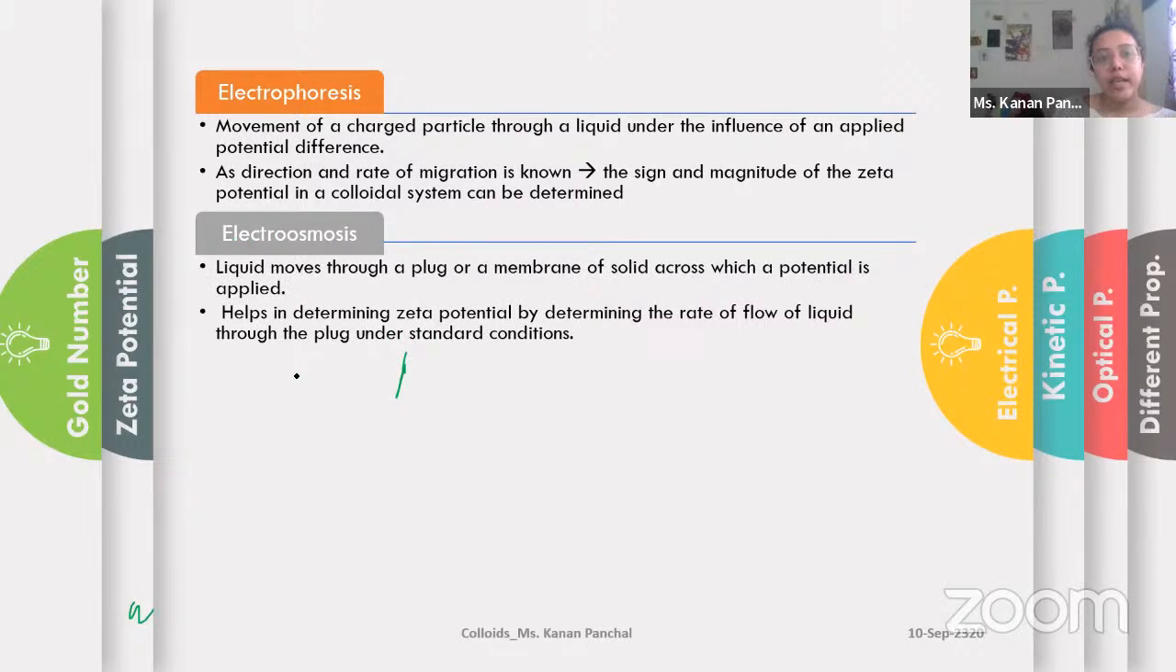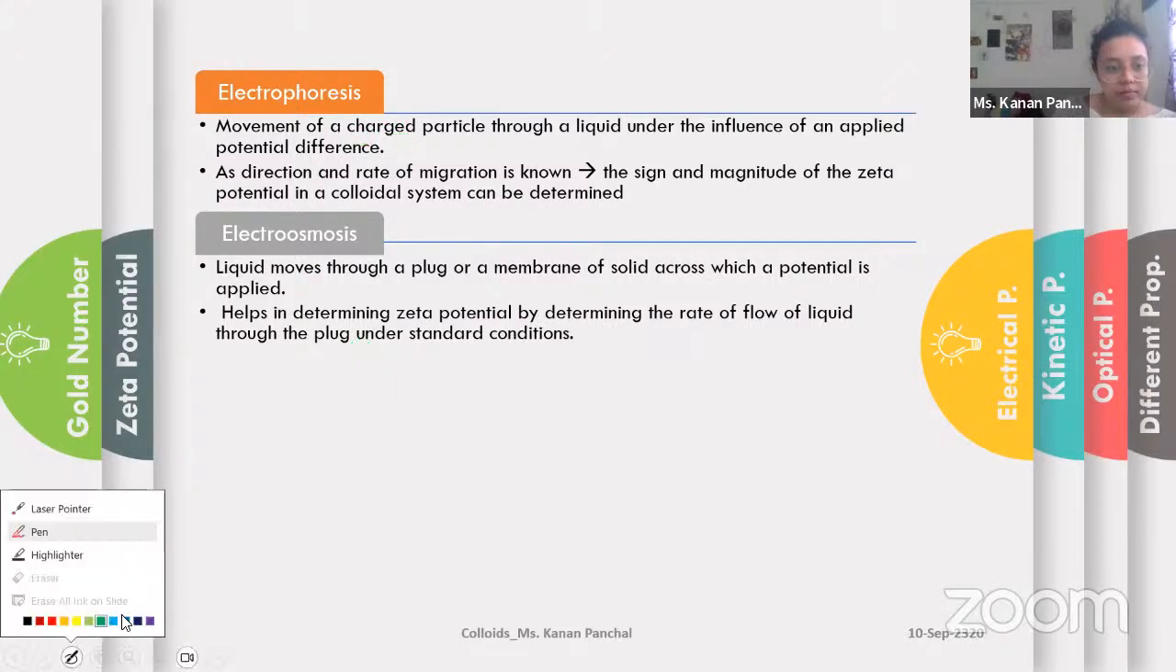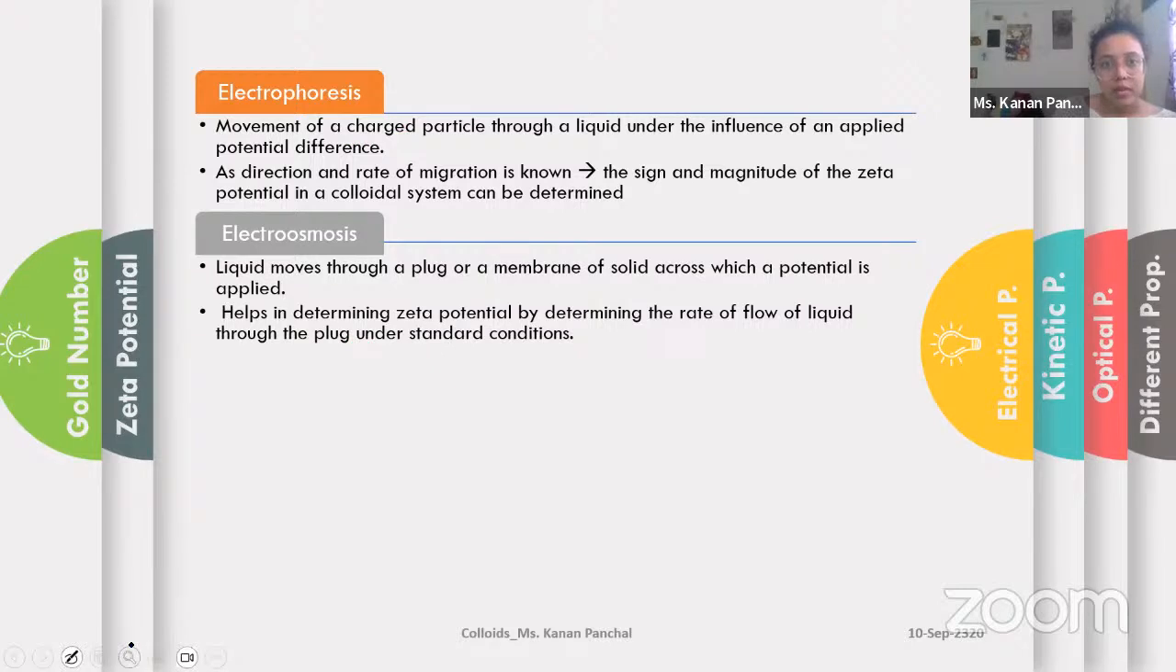So electrophoresis में क्या होता है? There is a movement of charged particles, movement of particles through a liquid under the influence of applied potential. Applied potential difference होता है. Applied potential मतलब तुम potential difference apply करना मतलब electricity apply करना. Positive and negative electrodes.